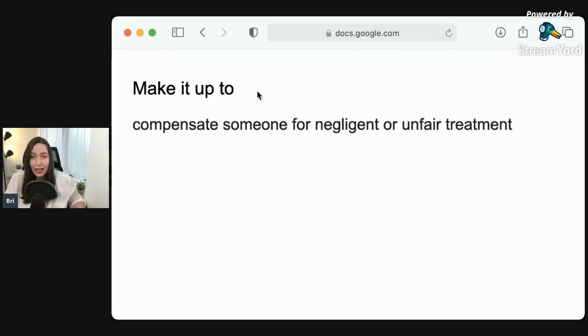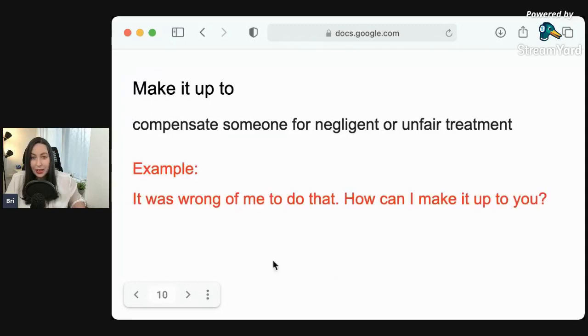So it means that maybe you did something bad to someone, you treated them unfairly, or you didn't give them enough attention when you should have. So in order to make them feel better, you will do something for them. So that means make it up to someone.